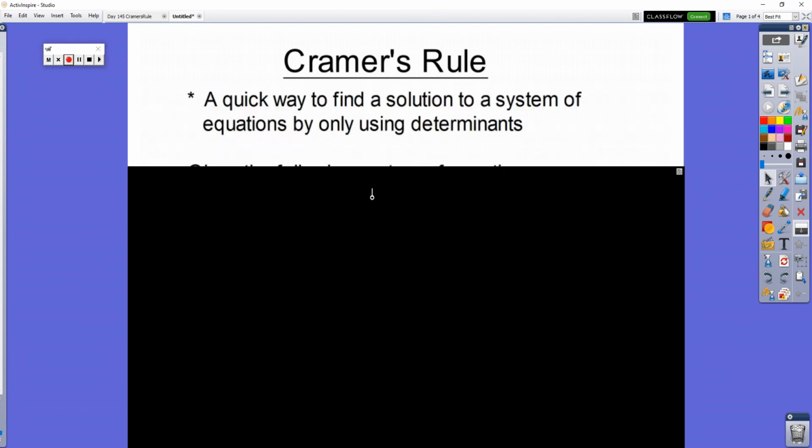So the first thing you want to know is that Cramer's rule is a quick way to find a solution for a system of equations by only using determinants. So that thing that we practiced with yesterday, and that a lot of people find pretty easy to do, is a way that you can use to solve a system of equations if you don't like that Gaussian elimination process.